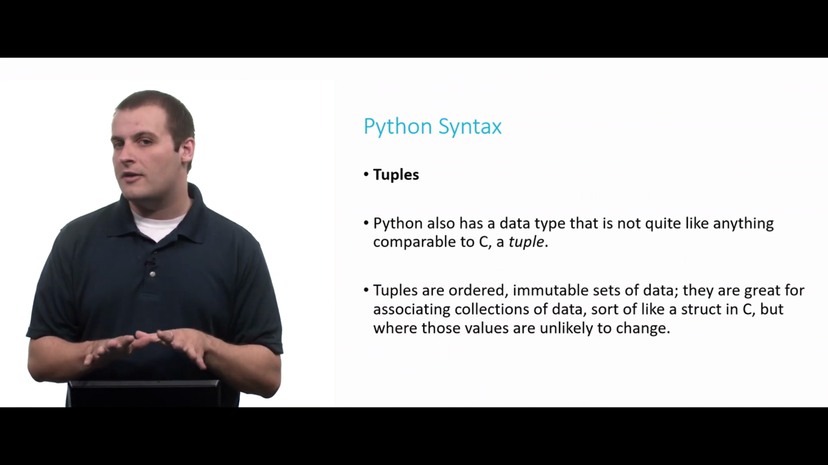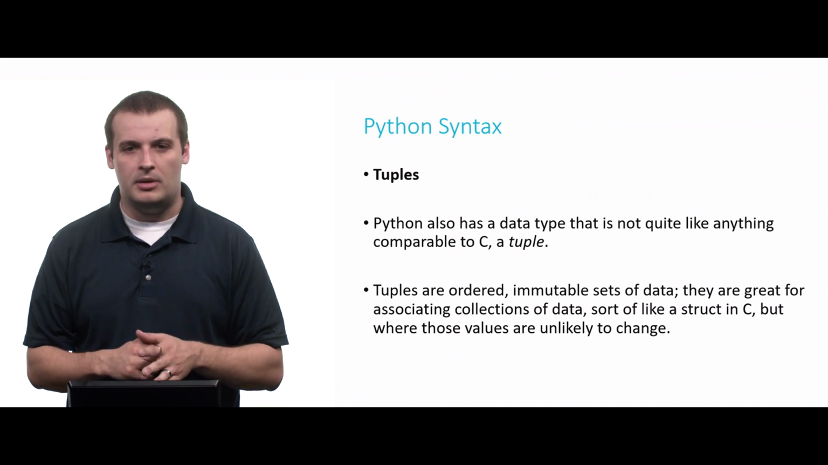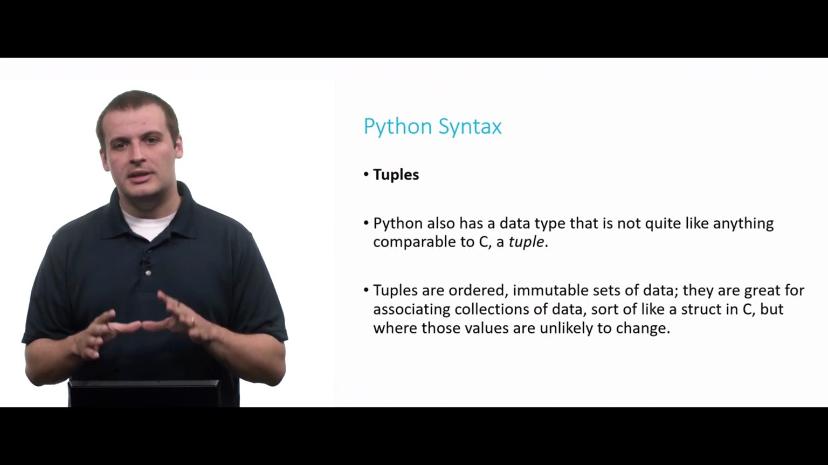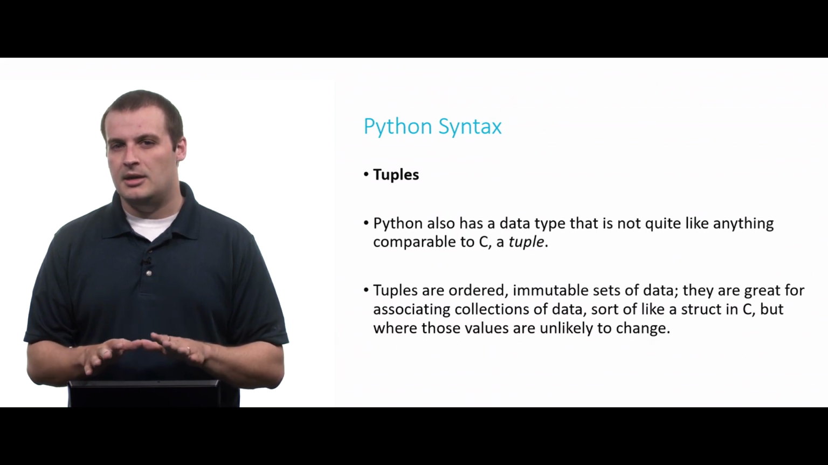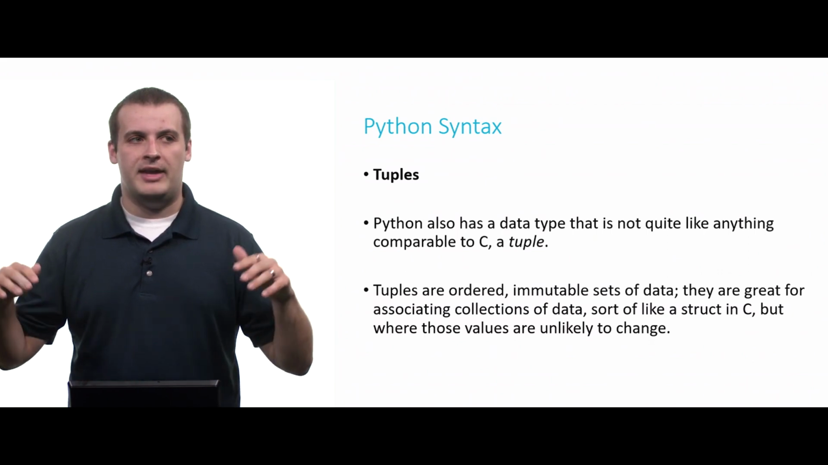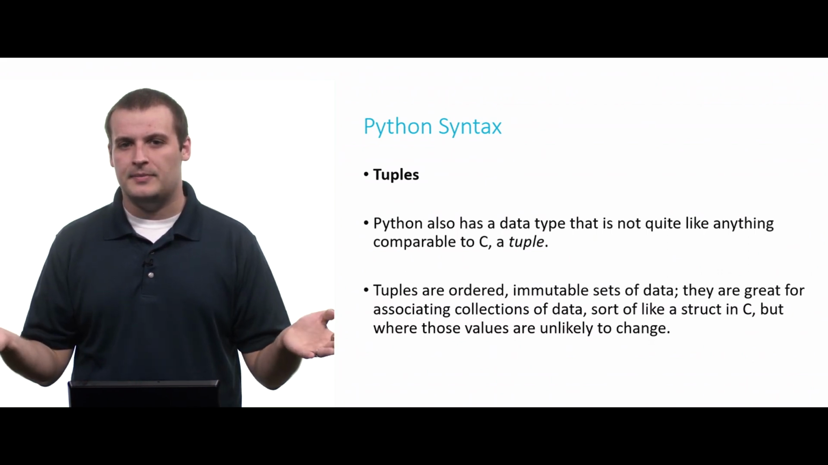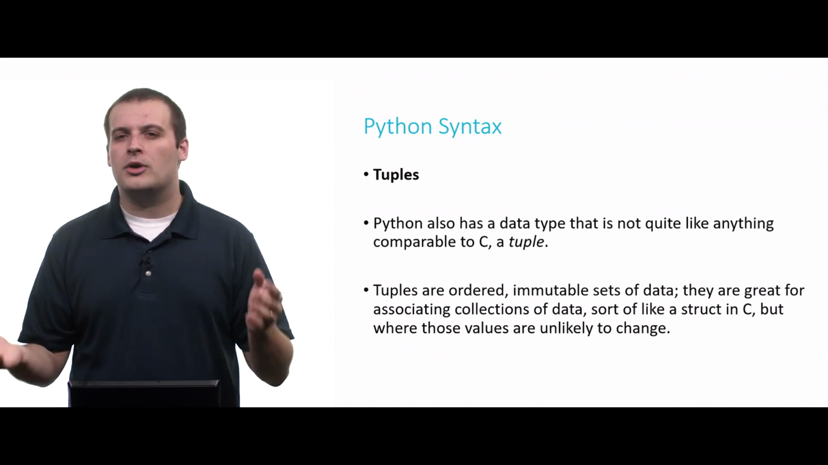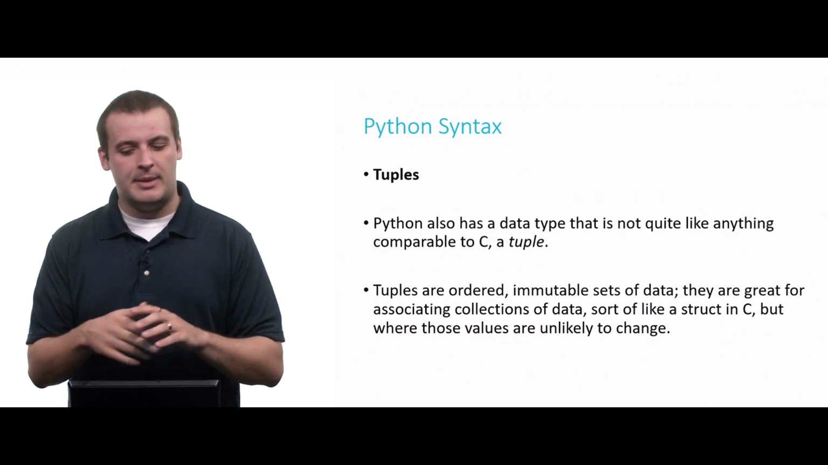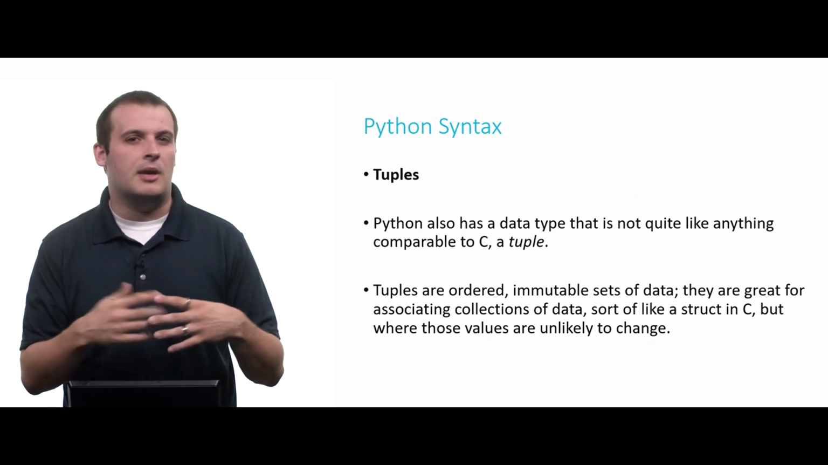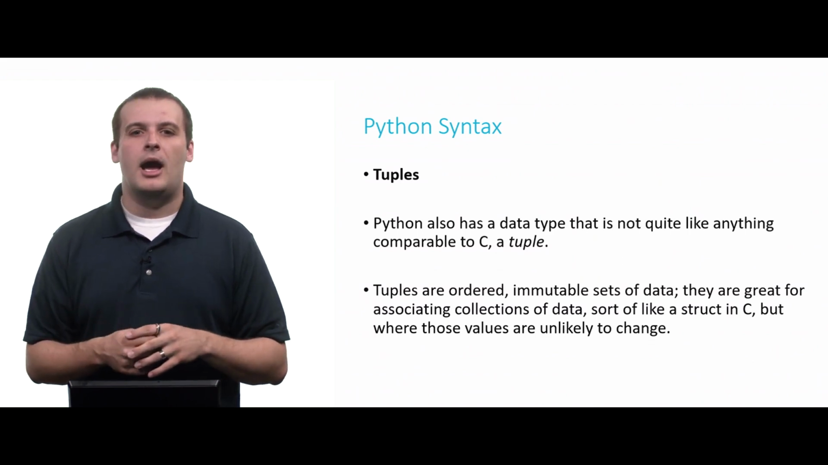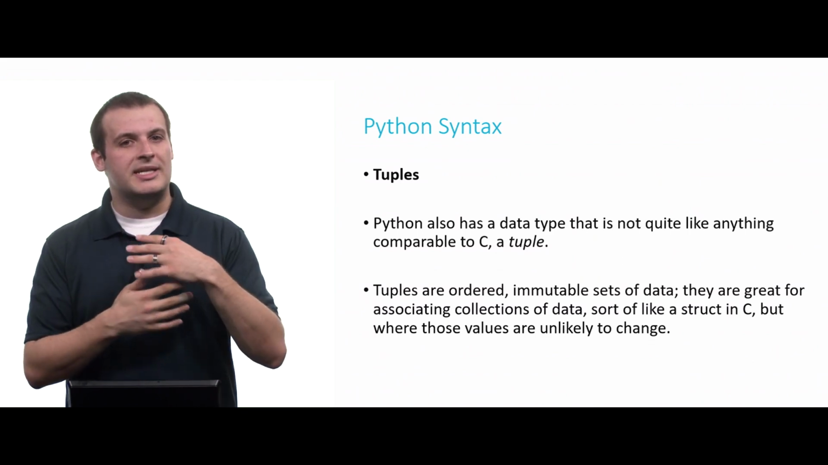All right, here's a new way of storing data in Python that we're not familiar with from C, and that's called a tuple. A tuple is an ordered, immutable set of data. Basically what we're saying here is we have a collection of a couple of things that we will never change, but the order matters. And we'll take a look at an example in just a moment of what a tuple might look like, or what a list of tuples might look like, and why we might want to work with them. But they're really good for associating collections of data.